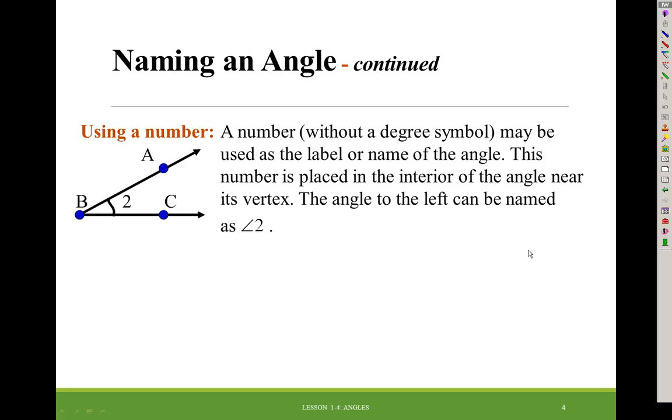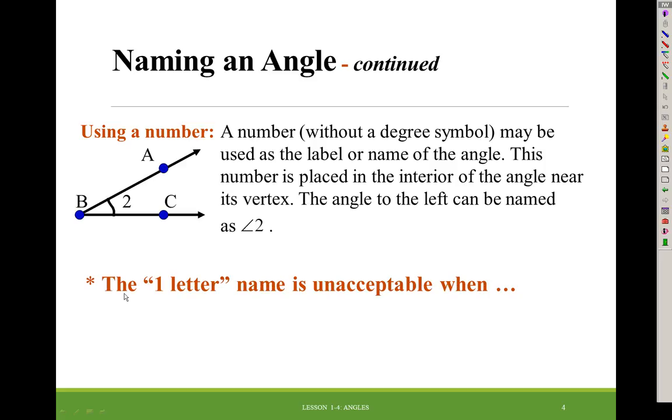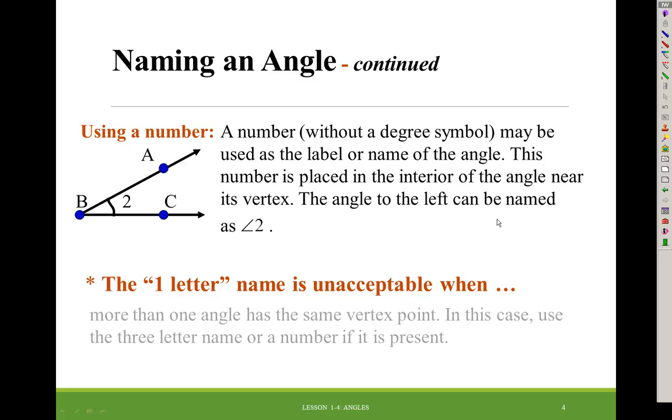So those 3 ways can name an angle. Just remember, you can't use one letter if more than one angle has that vertex point. If that's the case, use the 3-letter name or the number name if they give you a number.